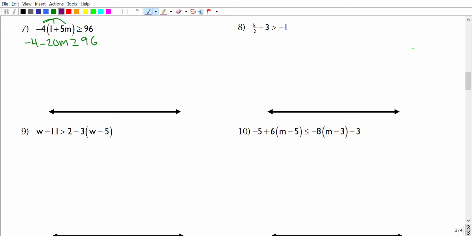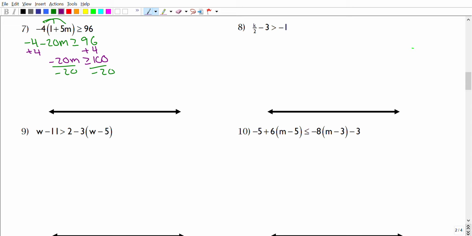Well, there's no need for combining like terms on either side of the inequality, and there's no need to move the variable because it's already on the left side. So let's just go ahead and solve using SOAP. So what do we have? We have negative 20m is greater than or equal to 100 divided by negative 20.